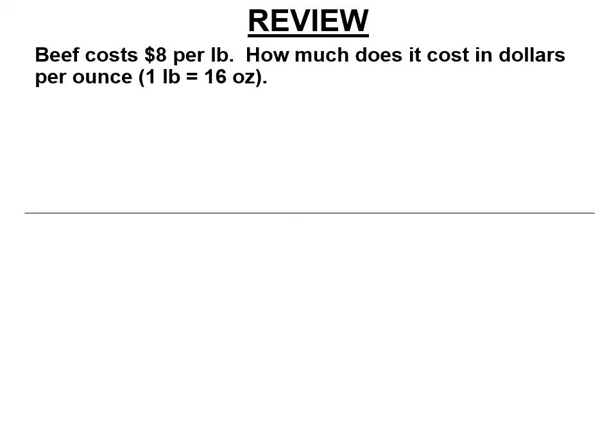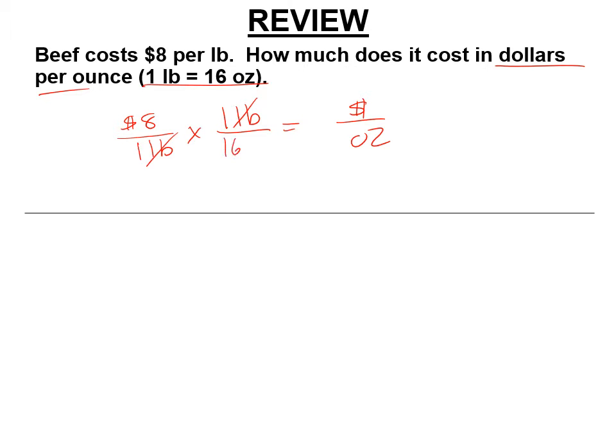Beef costs $8 per pound. How much does it cost in dollars per ounce, right? So this is really the only thing that wasn't like everything else. $8 for 1 pound. And we want to convert that into dollars per ounce. So dollars are sticking around. What we're canceling is the pounds. And it turns out that 1 pound equals 16 ounces. So the 1 pound goes up there, so we can cancel the pounds. And so that's 16 ounces.